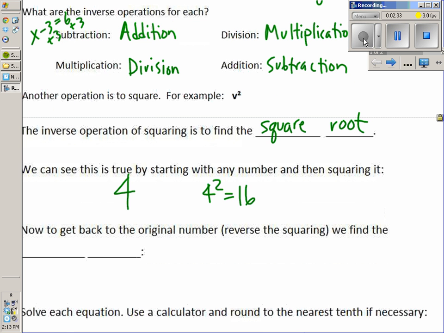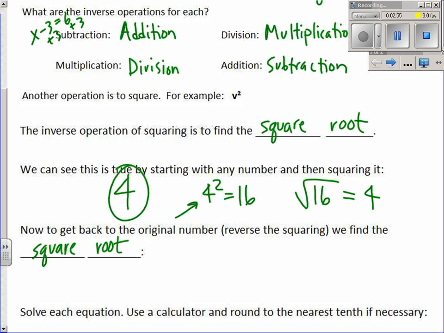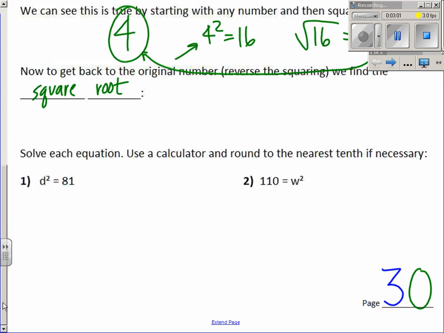So below it says now to get back to the original number, which was 4, we would have to reverse that squaring, and the way that you do that is you find the square root again. So the square root of 16 will get us back to that original number that we had, which is 4. All right, let's do a couple examples, and hopefully this will start to make more sense to you.